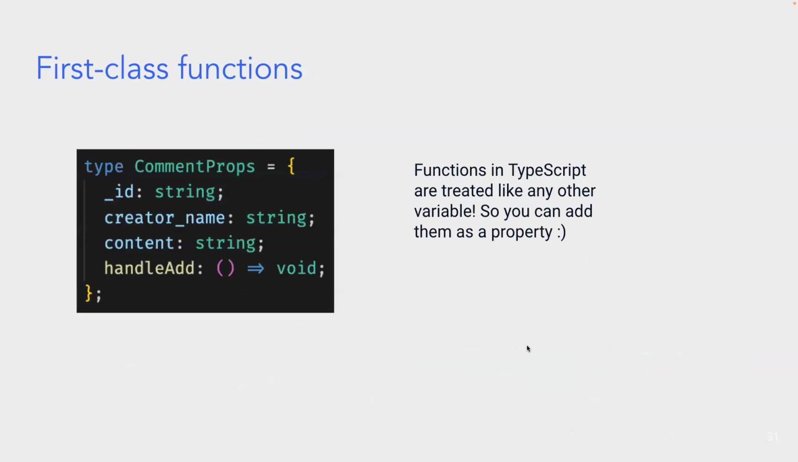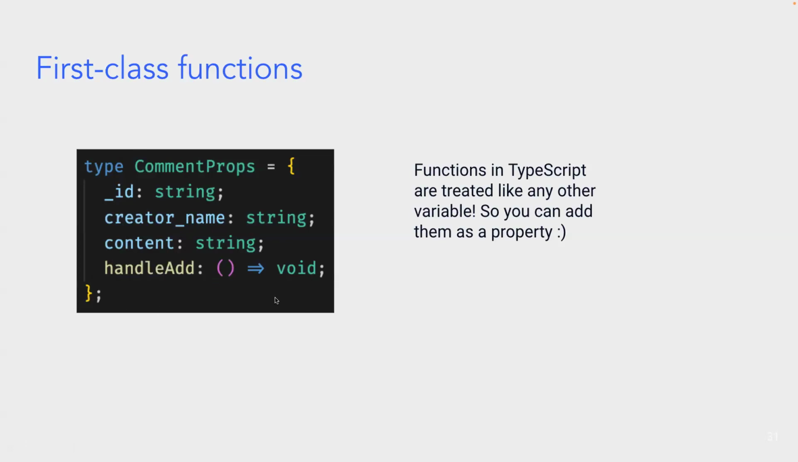Okay, so just like in JavaScript, in TypeScript we have first-class functions. Functions in TypeScript are treated just like any other variable, so you can add them as a property to your custom types. So in our type CommentProps here, we have our regular properties, ID, creator name, and content of type string, but we can also add a function as a property of our type.